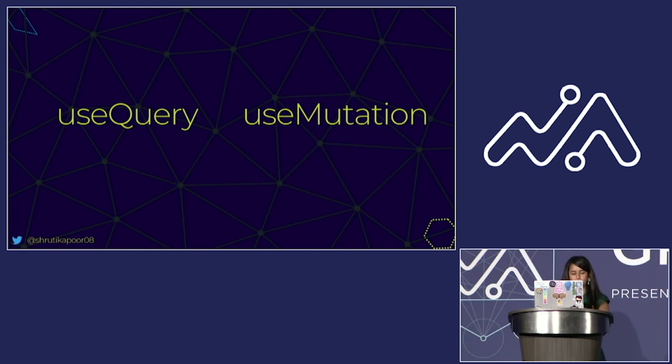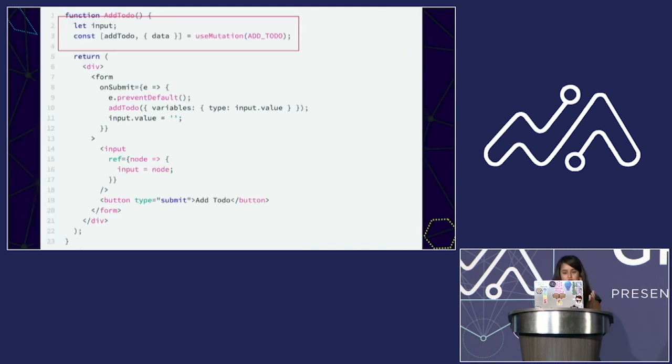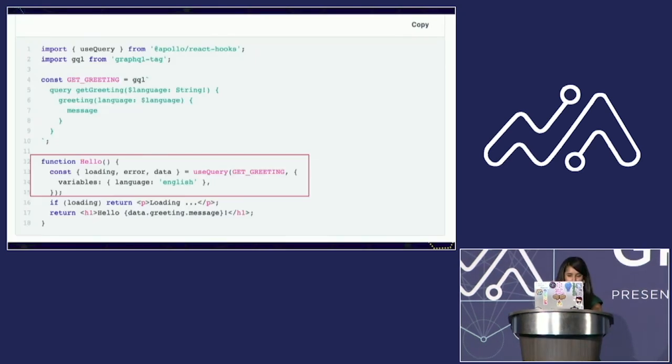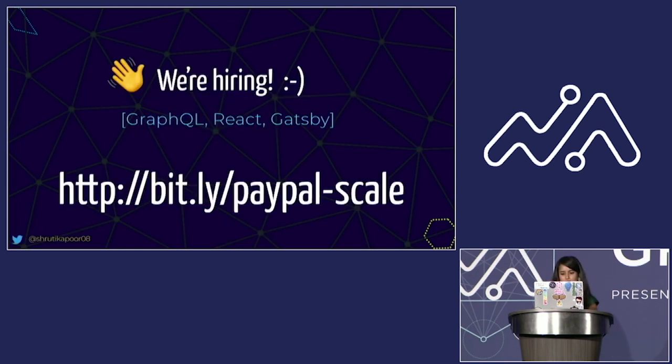Okay, so to briefly recap, we used useQuery and useMutation hooks. We changed the mutation render prop to a hook, useMutation, and similarly with the query, we changed the GraphQL query component into a useQuery hook. I have all the slides on GitHub, on my GitHub GraphQL Summit 2019, and that's all I have for you today.